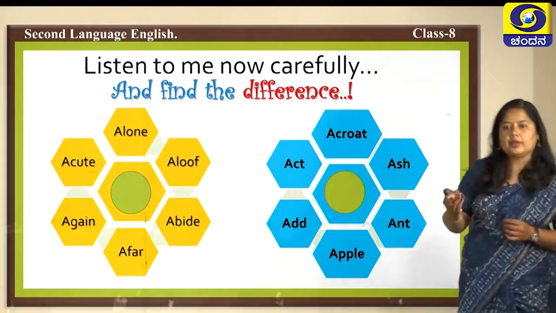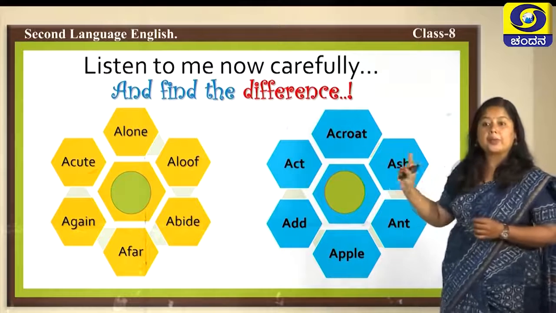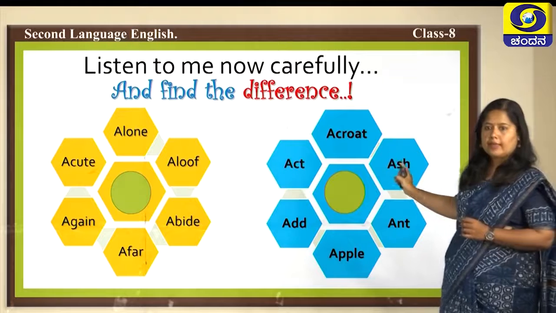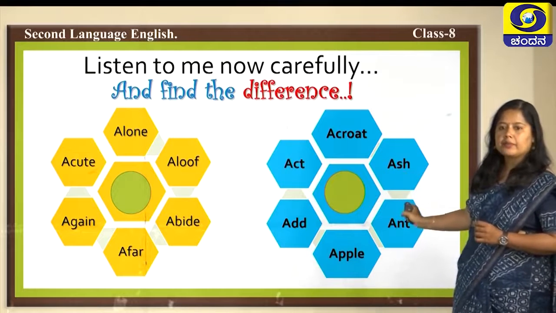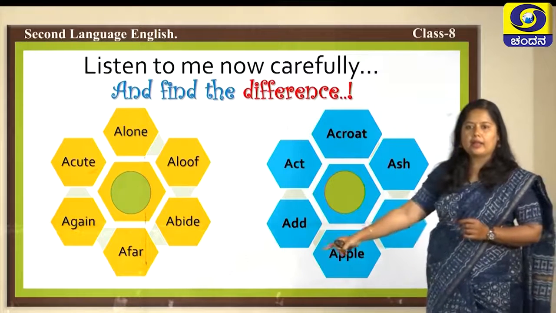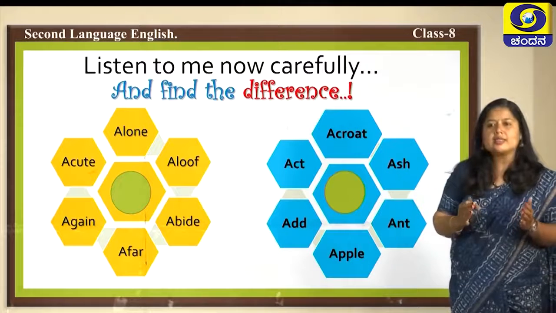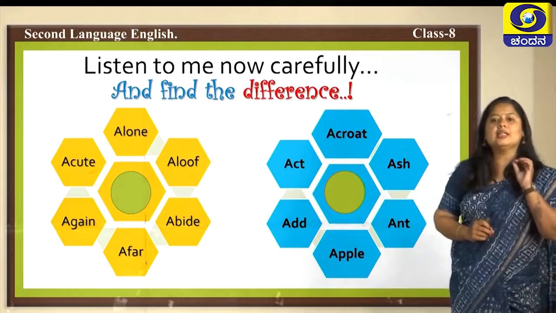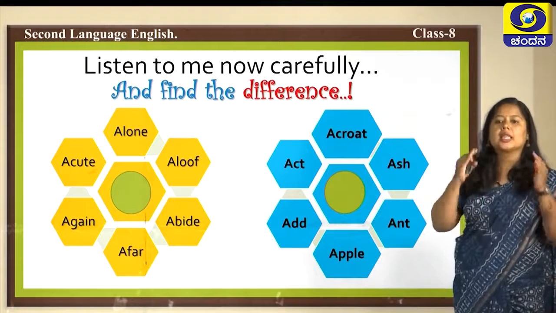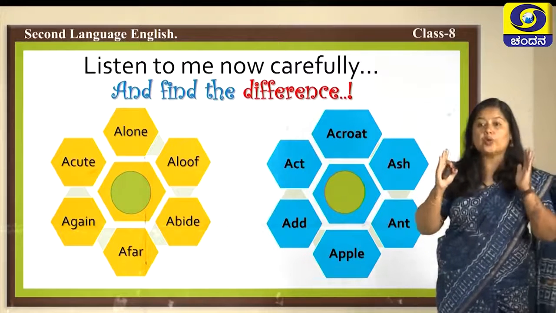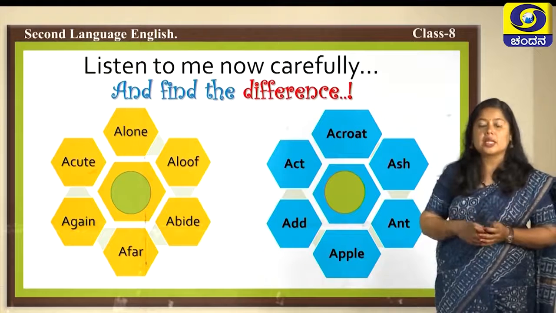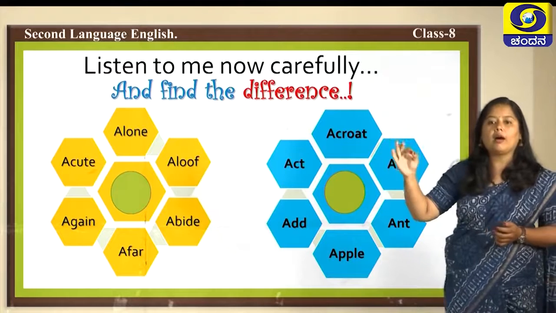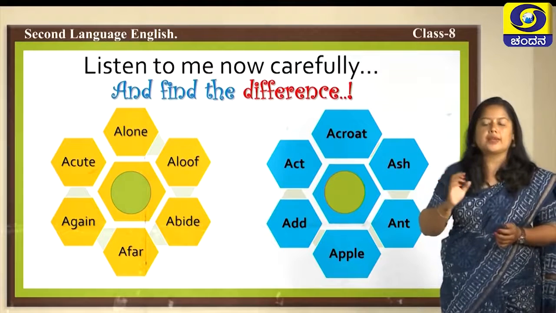Now the words start with the same letter, but I am pronouncing them in a different way. Can you get that? Acroat, ash, ant, apple, add and act. Don't you find some difference in pronunciation? Of course, they are starting with the same letter, but while pronouncing they have different sounds. So, what you need to concentrate on is sounds. We call it alone, but we say this as acroat. A and a sounds are different from each other.